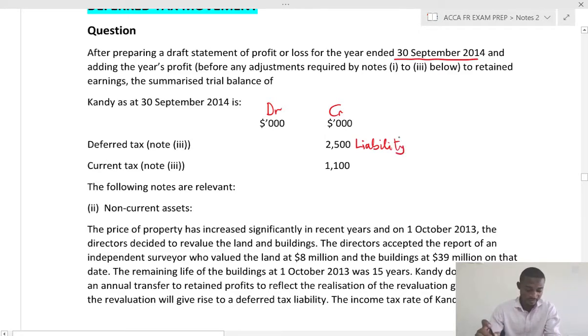Now, we have current tax. Now, the current tax is appearing under the credit side of the trial balance. That indicates over provision from the prior year. Now, if it were on the debit side of the trial balance, that is under provision from prior year. So if we have over provision, the impact of over provision of tax expense from prior year is that it reduces the current year tax expense. Very important. Now, let's look at the notes.